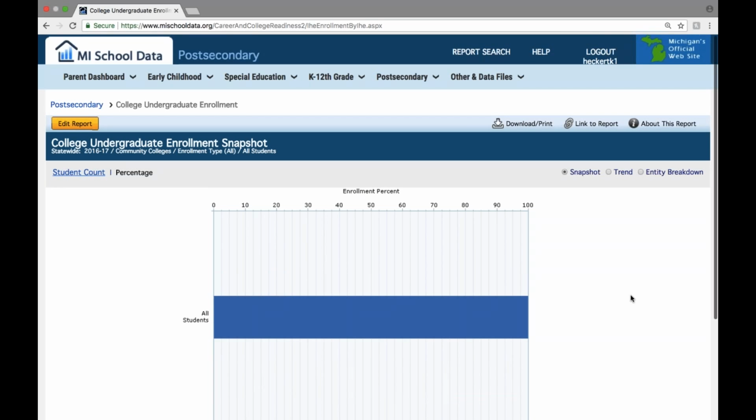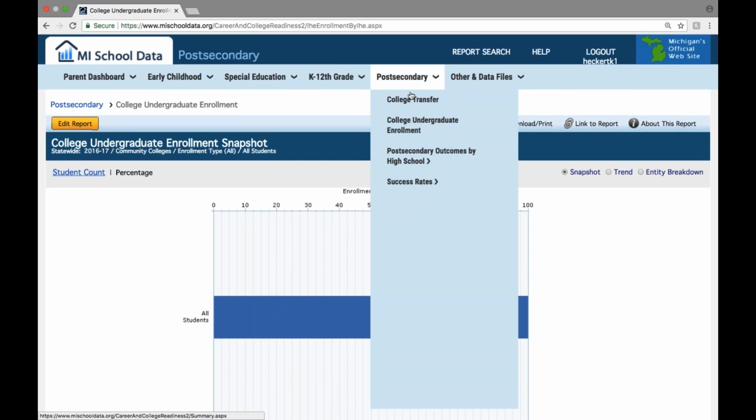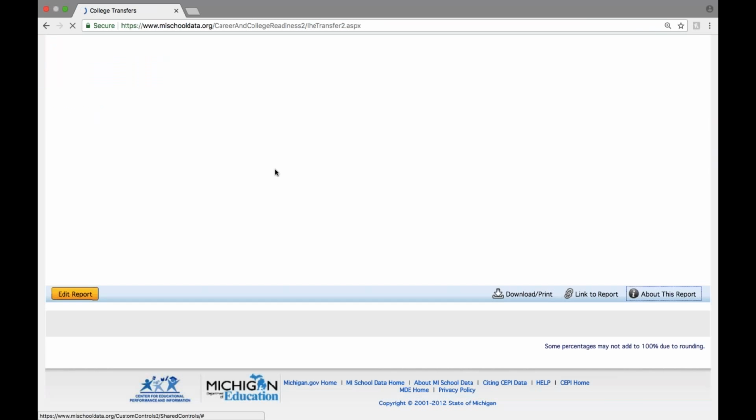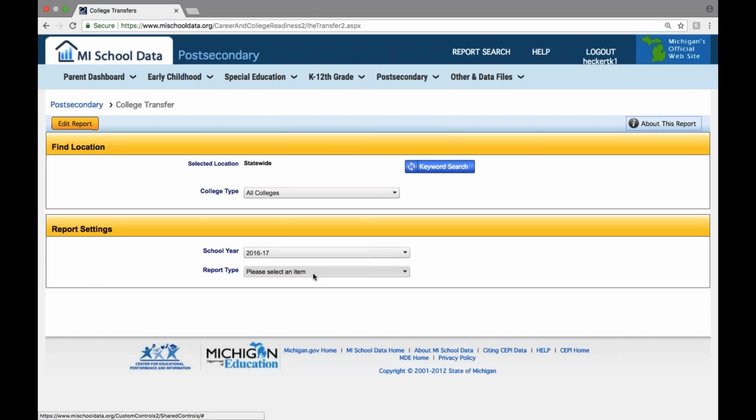All right, so that kind of got us used to the functionality of My School Data. Now the one I'm going to jump into now is the college transfer report. This report might not necessarily be data that you easily have access to. Remember that we use our in-house collection of STARS, but we also have National Student Clearinghouse. So we can follow where these students are going to.